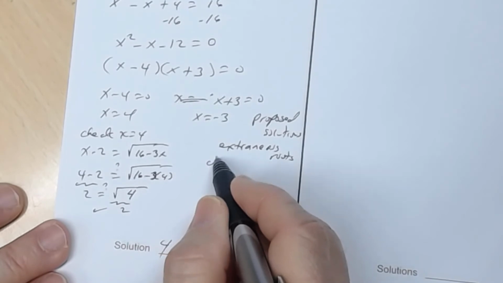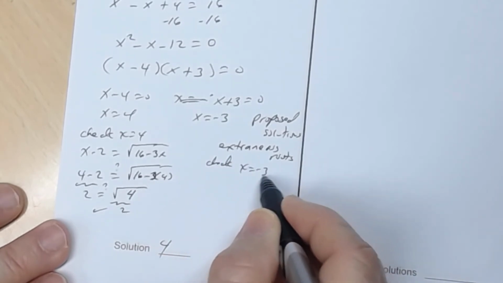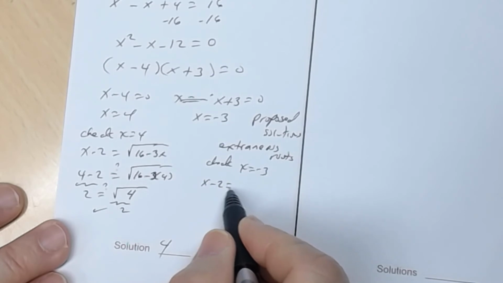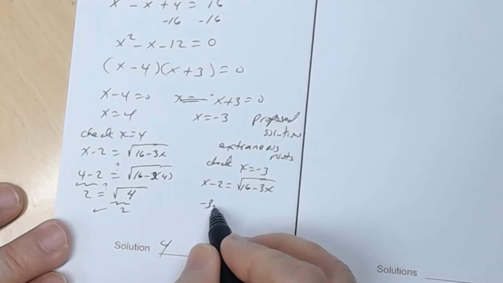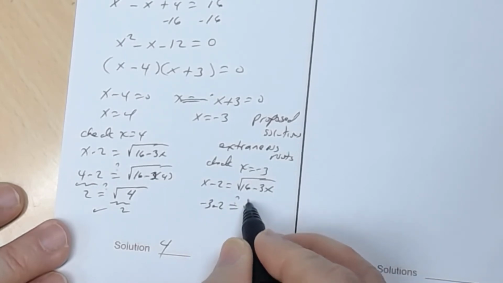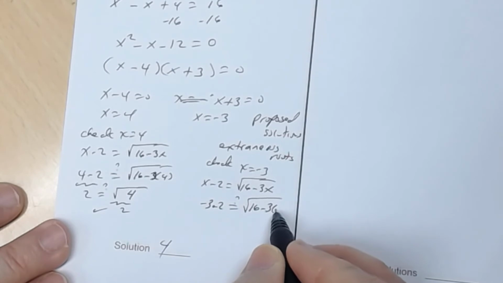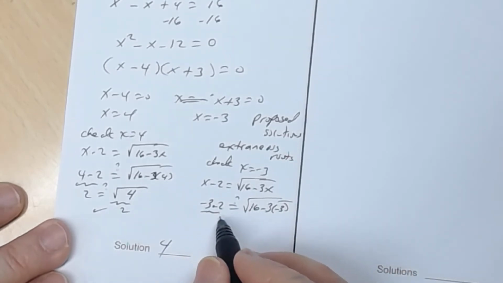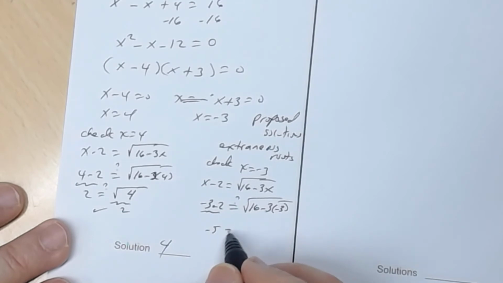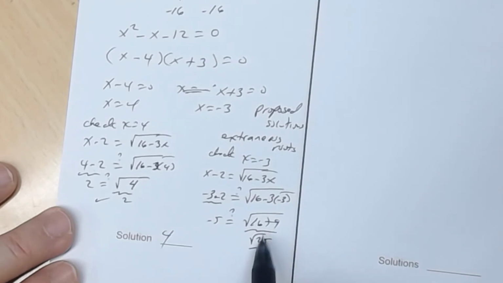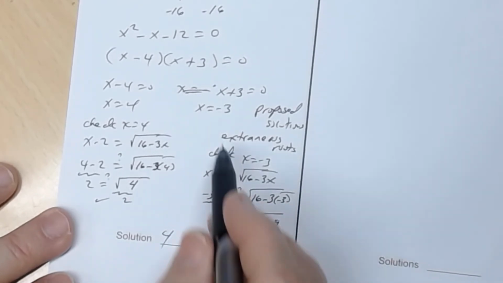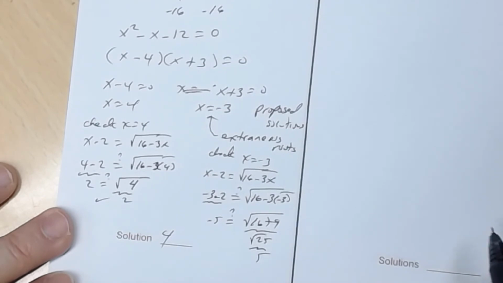Now let's check x equal negative 3. I again go back to the original, and where we see the variable x, I substitute negative 3. So I get negative 3 minus 2, and I want to see that it equals the square root of 16 minus 3 times negative 3. Negative 3 minus 2 is negative 5. Over here, a negative 3 times a negative 3 is a positive 9, so that is the square root of 25, which is positive 5. Notice this side is positive 5, this side is negative 5. So this is going to be an extraneous root.